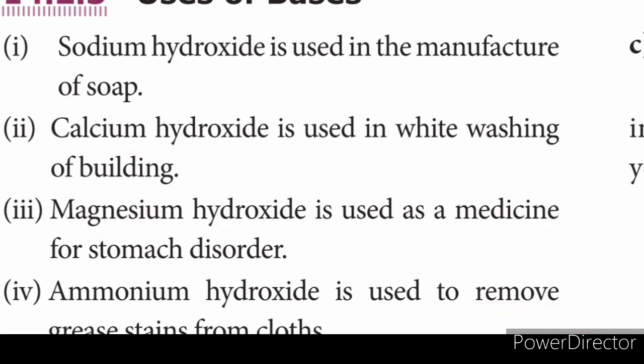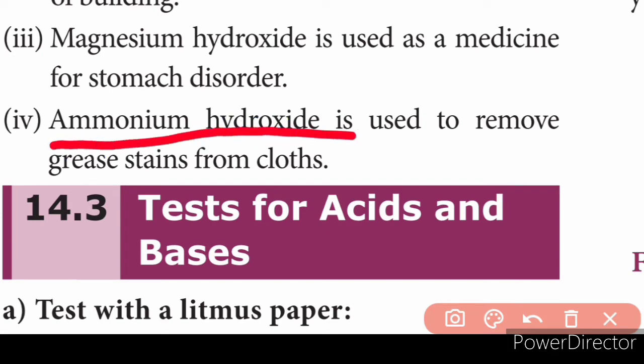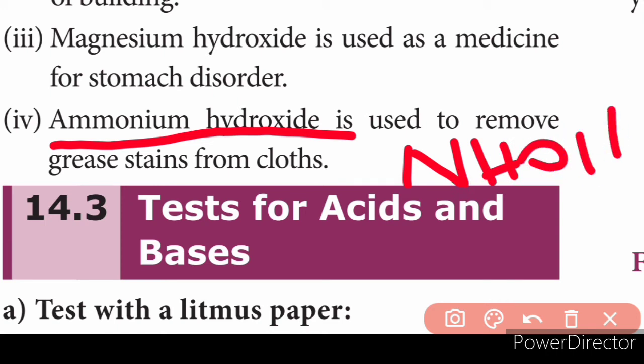Then the last one is ammonium hydroxide, which is used to remove grease stains from clothes. Your mom will use chemical substances to wash the white clothes, and such cleaners will have ammonium hydroxide in them. Ammonium hydroxide is NH4OH.